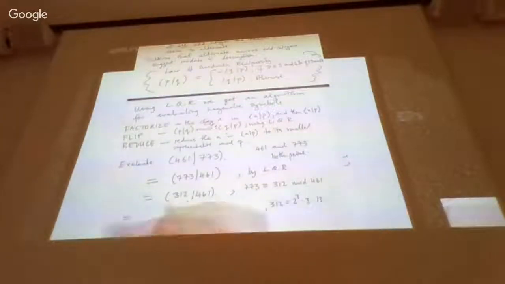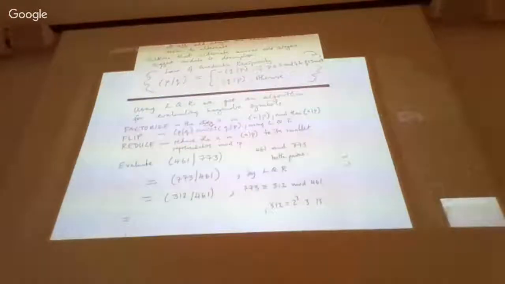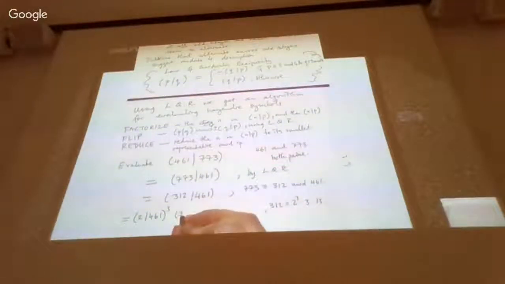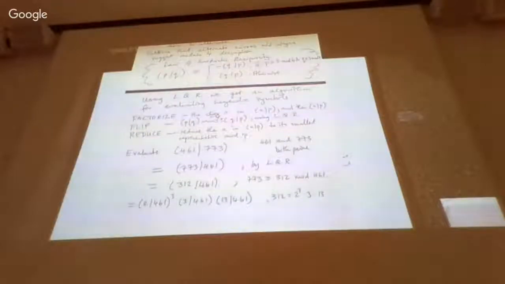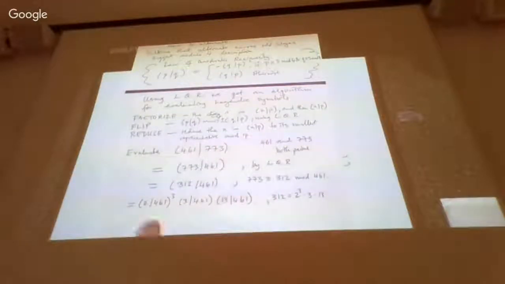So this Legendre symbol factorizes into (2/461) cubed, (3/461), and (13/461). Okay, now we've got 3 Legendre symbols to work out. What am I doing? At the start, we only had 1. But notice these are simpler Legendre symbols in the sense that their arguments are smaller.